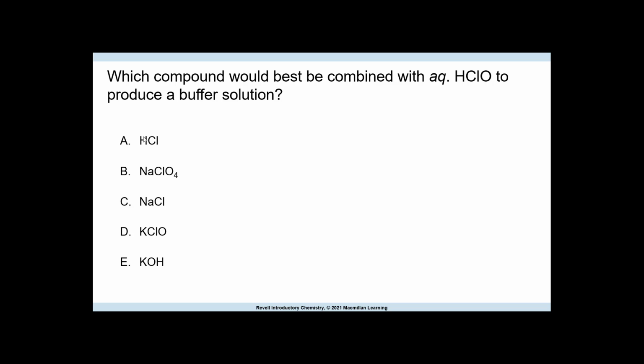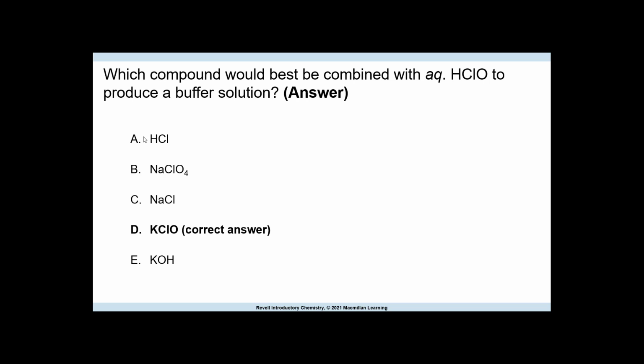Which compound would be best combined with aqueous HClO to produce a buffer solution? So the one thing you got to remember here is that it's got to have the same foundational species in it. If it doesn't have the same foundational species, you're not dealing with the same compound. So it's going to be D, because the only thing that's missing there, the difference, is the cation.